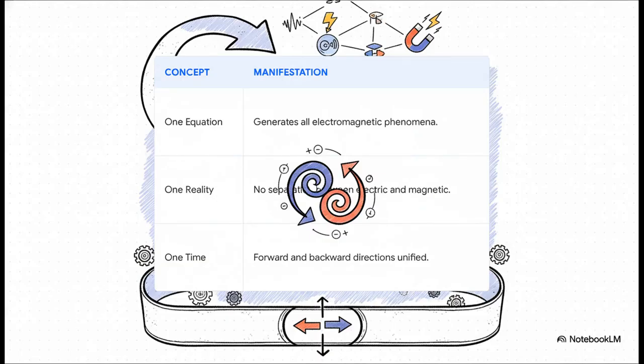And you can see this principle of unity showing up in a few key ways, right? You've got one equation for everything. You've got one reality, where electricity and magnetism aren't really separate things at all. And you have one unified idea of time, where forward and backward are just two sides of the same coin.